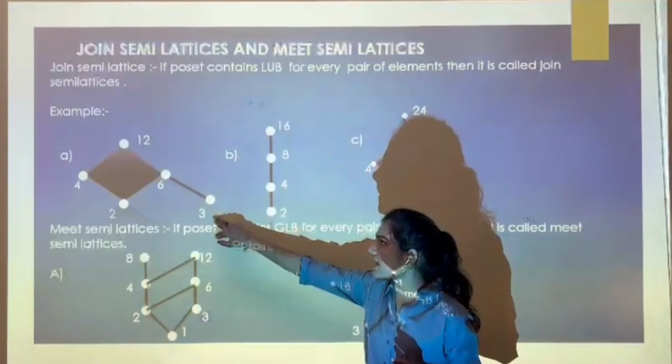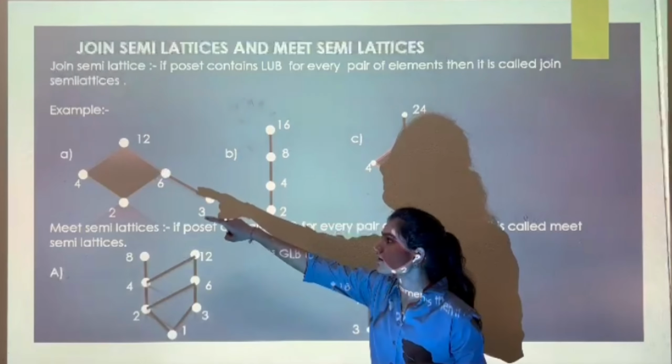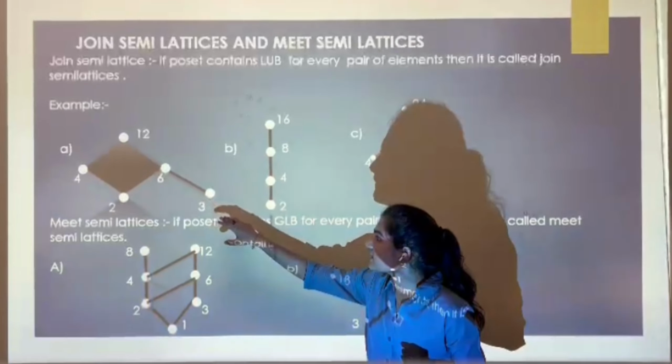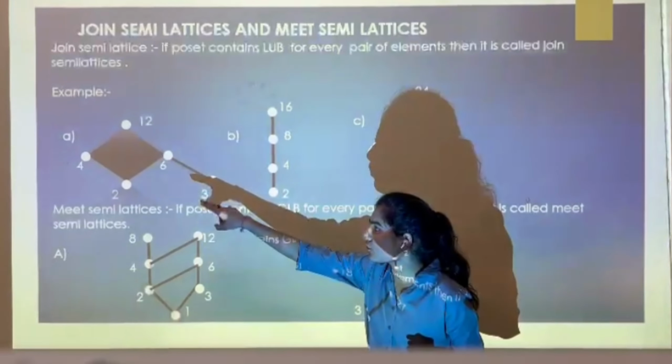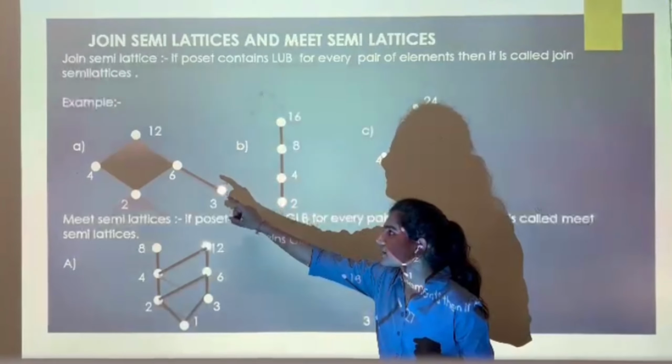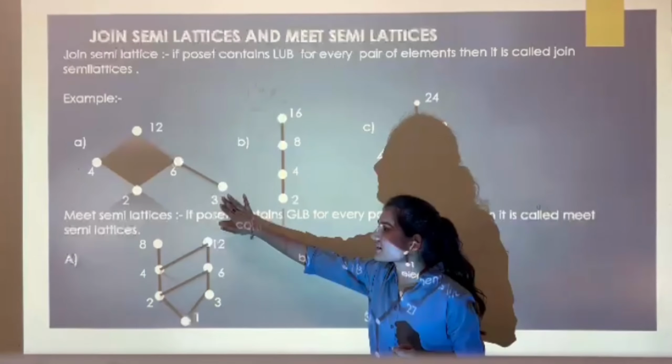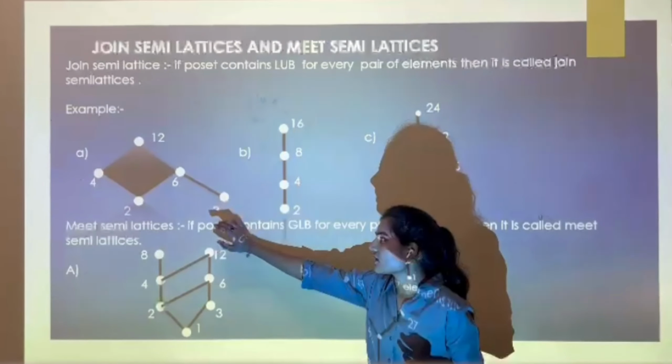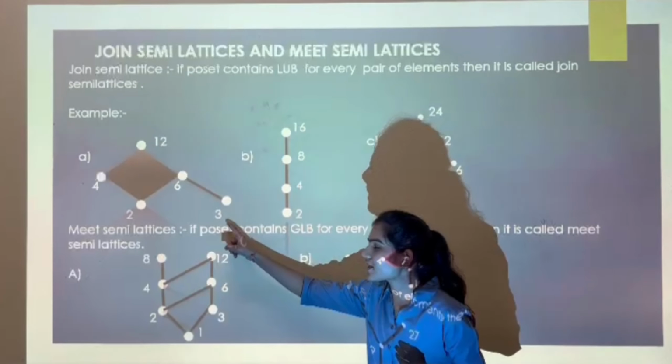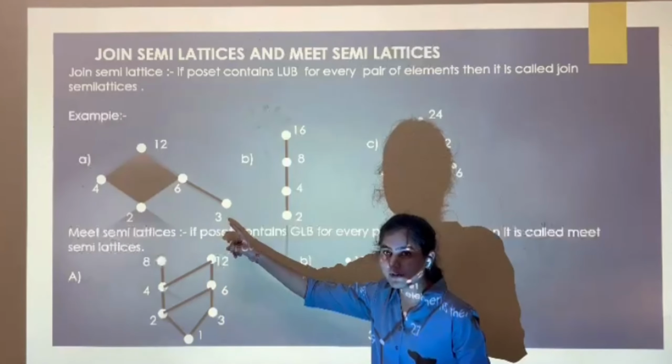You can see in this diagram that 4 and 6 have join 12, and 6 and 3 have 6, 4 and 2 have 4, 2 and 6 have 6. So this particular diagram is an example of a join semilattice. But we can see here that 2 and 3 do not have a meet, therefore this is not a meet semilattice.